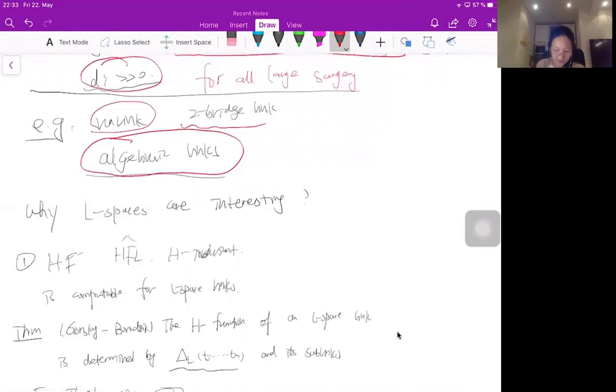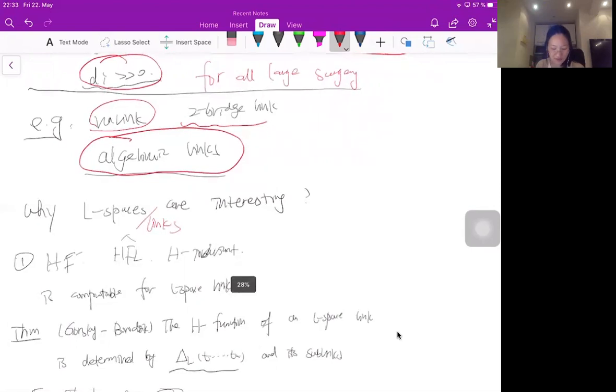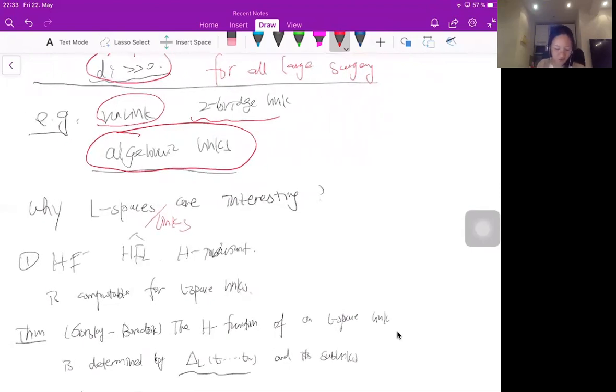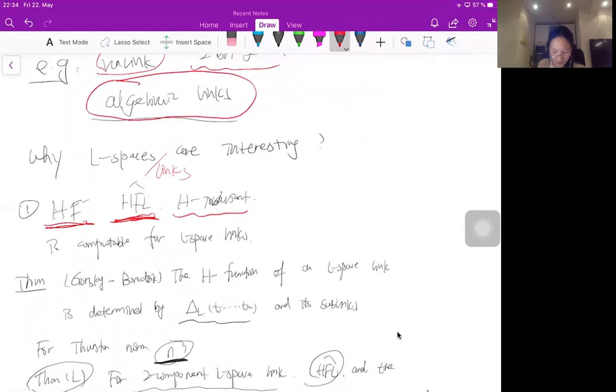So why are L-space links interesting, and why do we care about them? One reason is computation, as we mentioned before. For L-space links, this HF minus or this link invariant HFL hat, or this H invariant, are all computable. For example, the theorem of Gorsky and Némethi says the H function for L-space links is determined by the Alexander polynomials of the link and its sublinks. Meaning if you know these Alexander polynomials, then there is an explicit formula to compute the H function. So it's very clear and very computable.